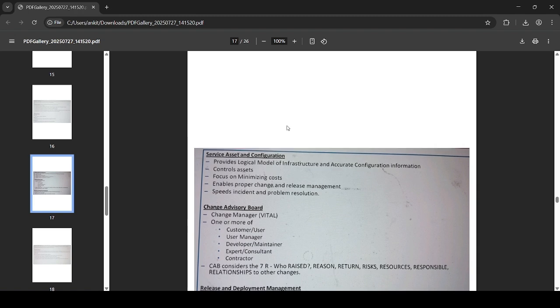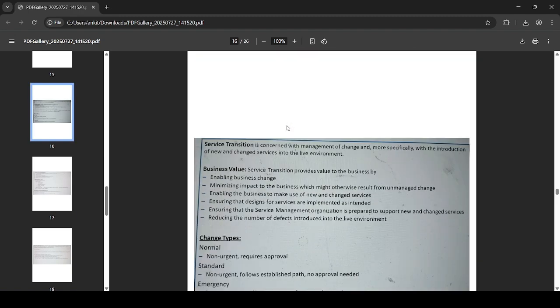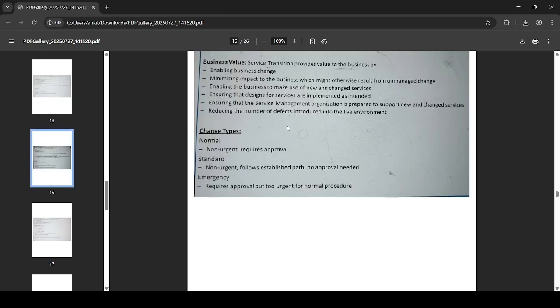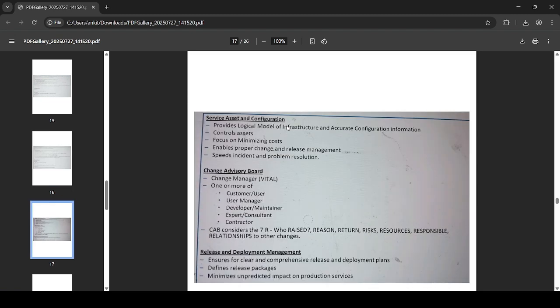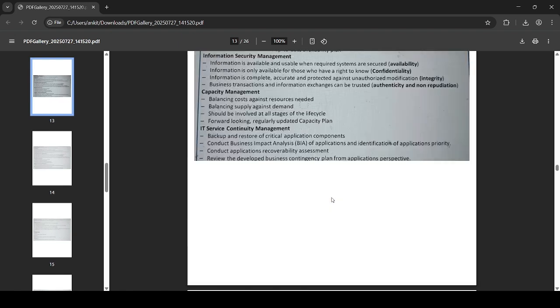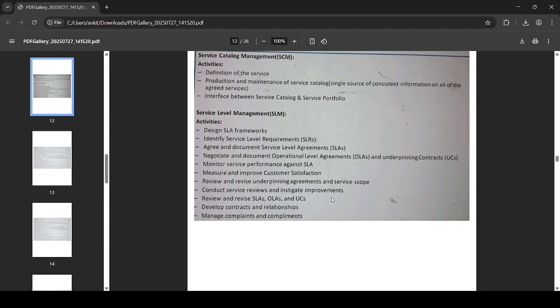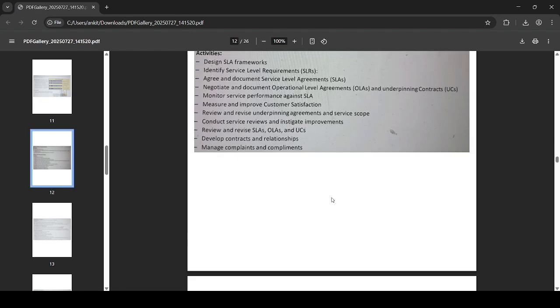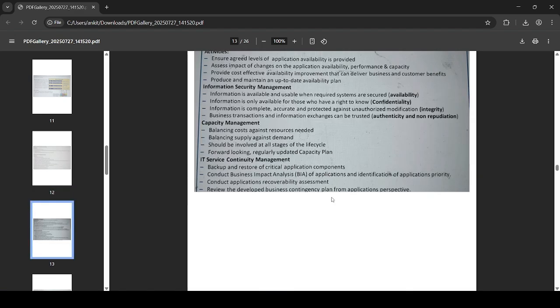So in today's class, in today's video, we have seen service transition, the change types, knowledge transition, and we have seen the change advisory board and release and deployment management. We have also seen what changes come under service design. Basically, service catalog management and service level management we will also see in this video. So stay tuned with me.